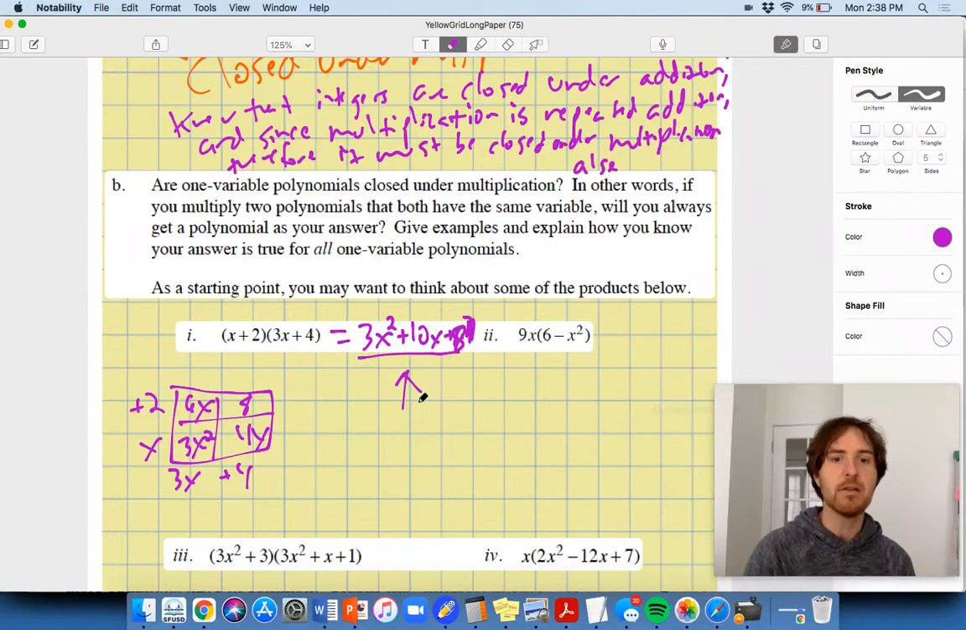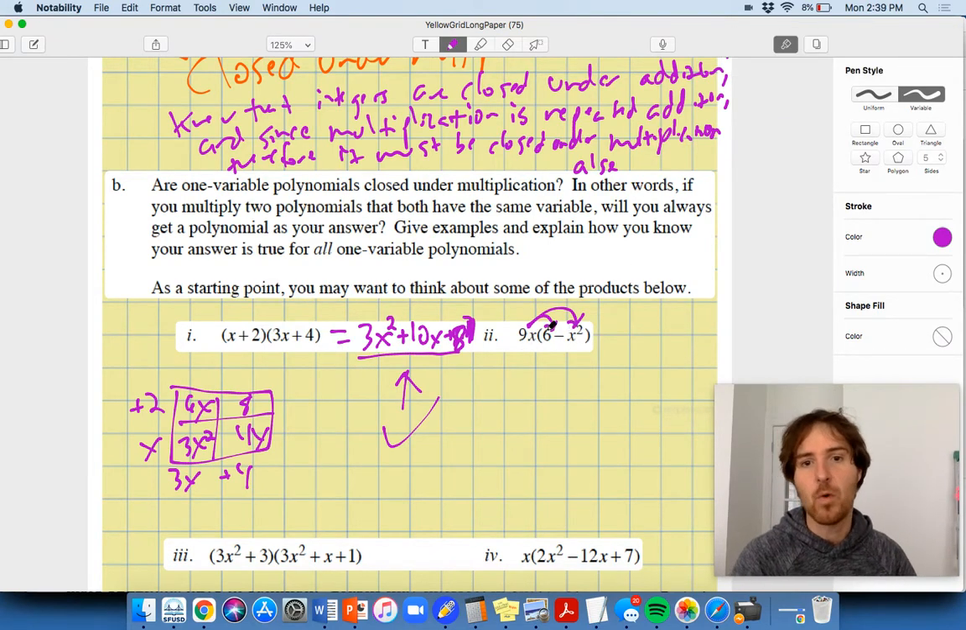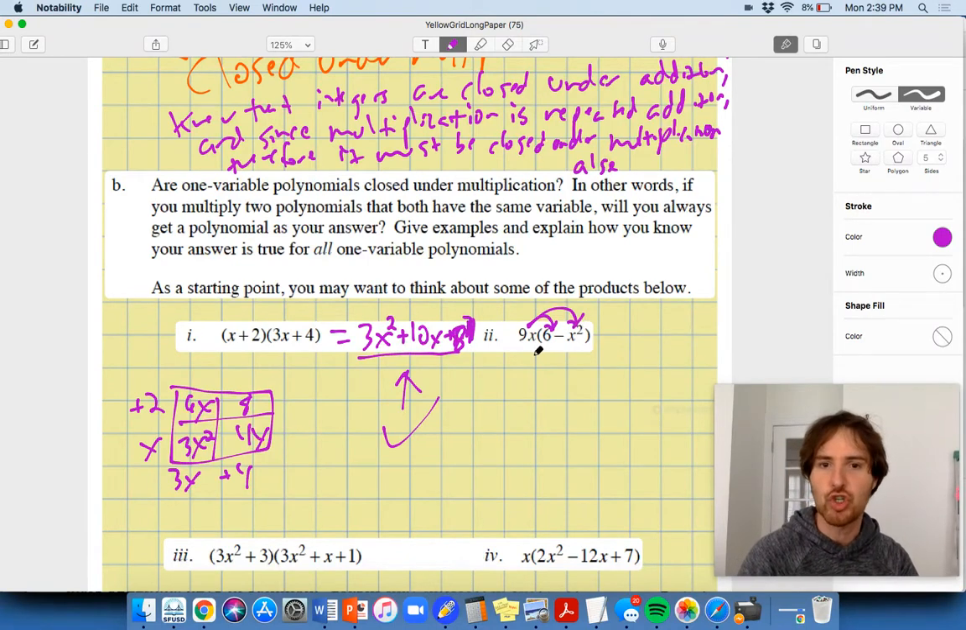Okay, is this a polynomial? Yes, it is, okay? What if I do this? If I do my distributive property here, if I multiply that polynomial, this is a monomial, right? Just one term right here, okay? 9x times the quantity 6 minus x squared. Well, I can just distribute that, right?